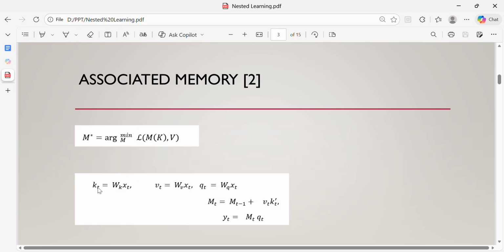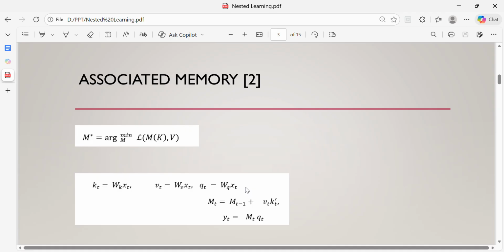So the key at time t is W k x t, where x t is the input at time t. W v x t is the value, where W v is the corresponding memory associated with the value. q t is W q x t. Here again, this is the query, and W q is the memory associated with the query. Now M t is equal to M t minus 1 plus v t k t transpose. V is again the value, k is the key.